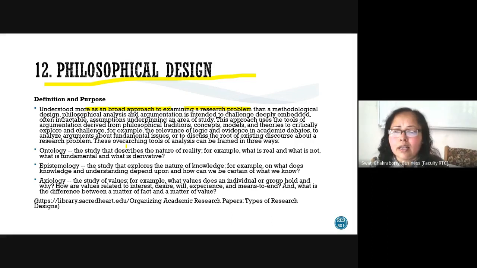This tool of analysis can be framed in three ways. One is ontology, the study that describes the nature of reality. For example, what is real, what is not, what is fundamental, what is derivative. Epistemology is the study that explores the nature of knowledge. For example, what does knowledge and understanding depend upon? How can we be certain of what we know? And the third is axiology, the study of values. For example, what values does an individual or group hold and why?